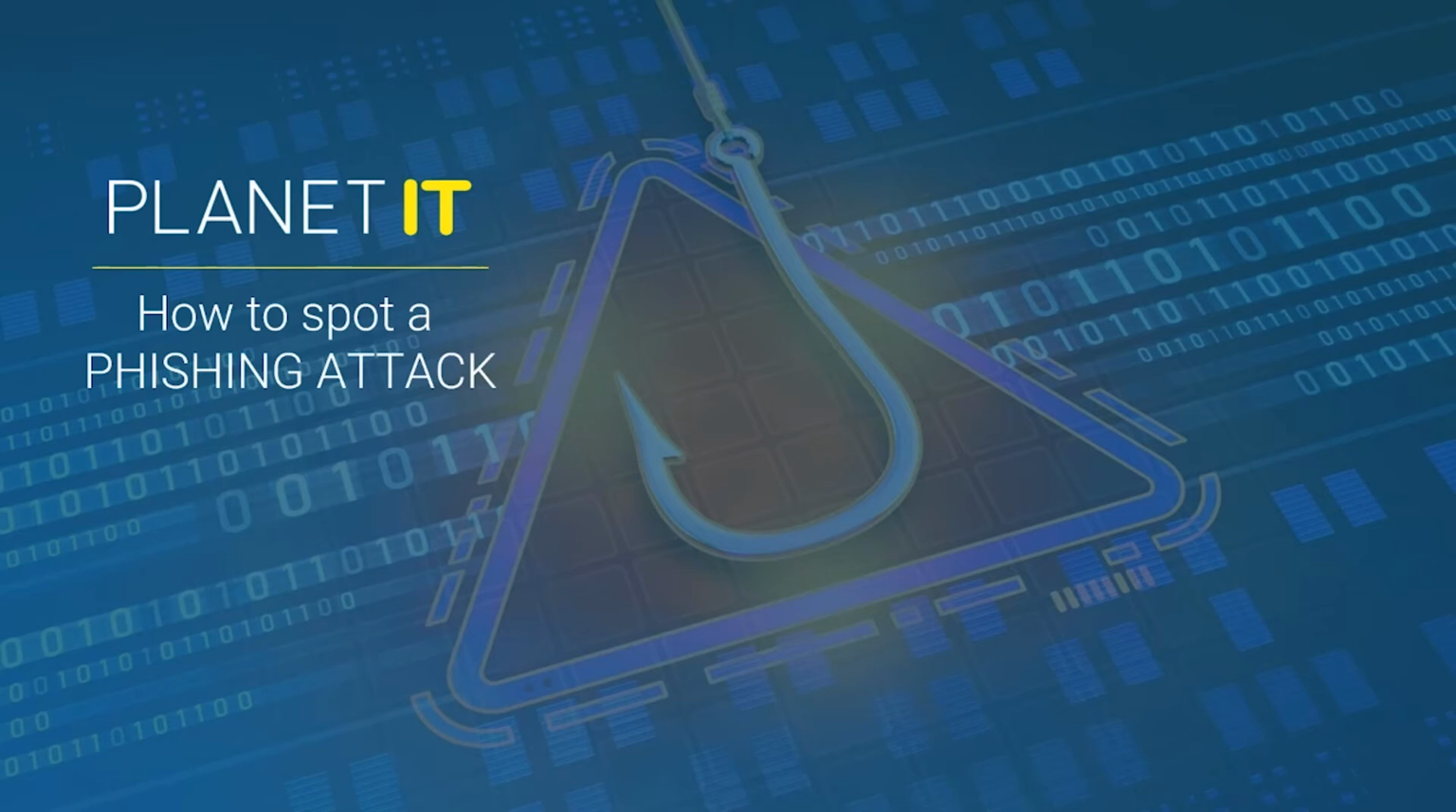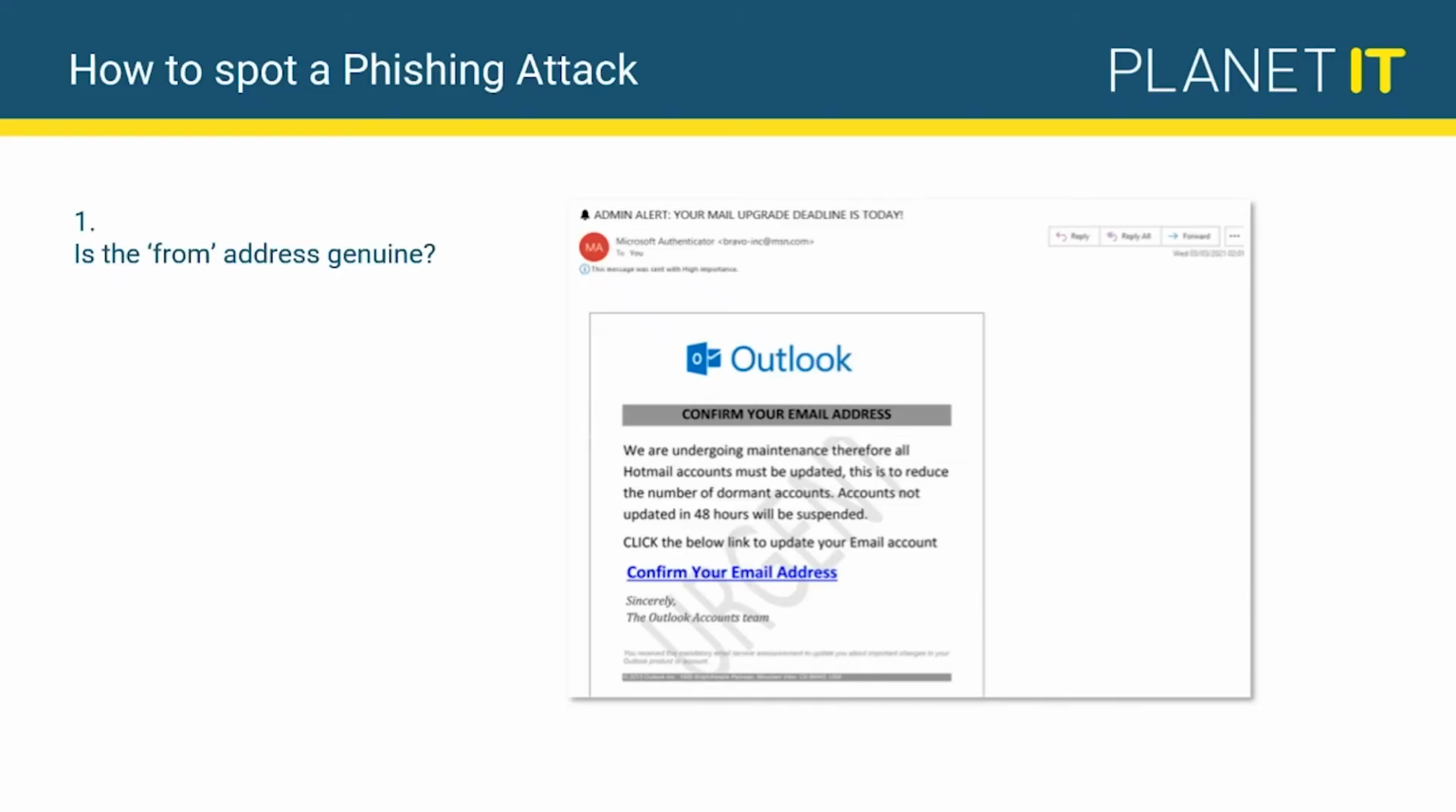So let's have a look at how to spot a phishing attack. So check the from address. If it's really from Microsoft or Apple, it's going to be apple.com or microsoft.com. A lot of the time, people that send you these emails, they'll either do it from a free account, such as this is an MSN account, or it will be from someone else's compromised email server. So check the from address. Is it from Microsoft or is it from someone who's pretending to be Microsoft?